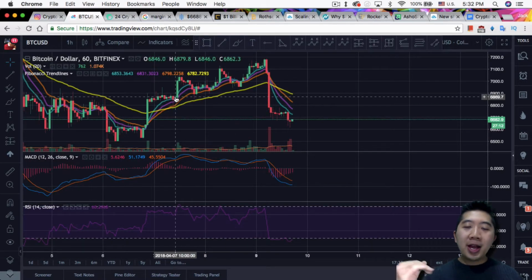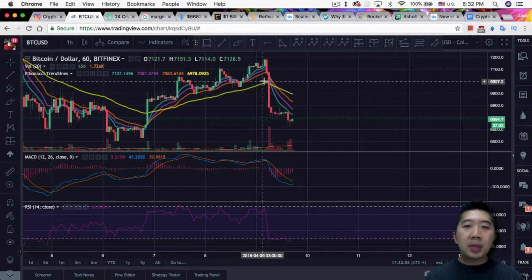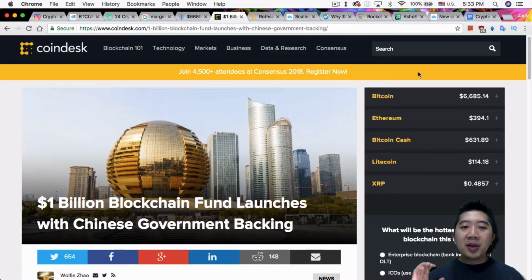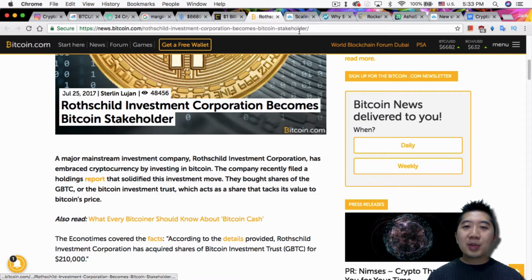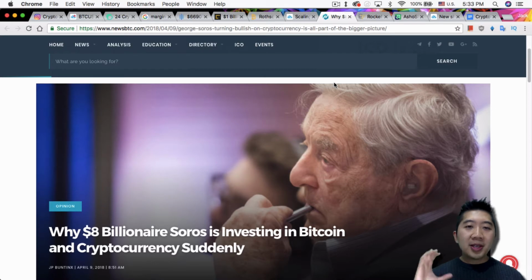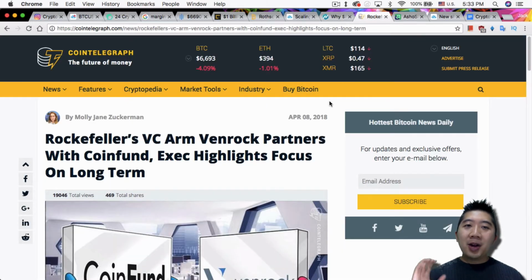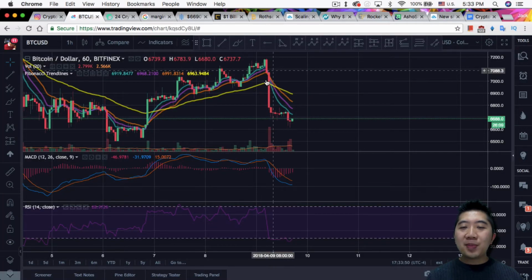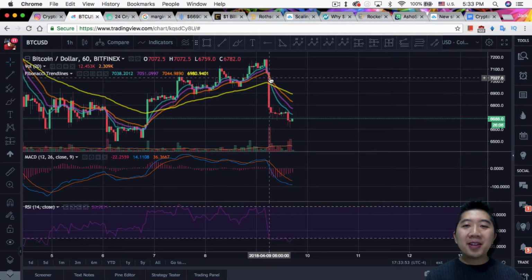You can see that in a higher time frame, it only became bearish today because as of yesterday, it was still pretty bullish. I think mainly because of all the other news that we have been hearing recently, like the $1 billion blockchain fund in China and the Rothschild, a lot of institutional investors like the Rothschild Investment Corporation becoming Bitcoin stakeholders. Technically, this is just a confirmation that the Rothschilds have been investing into Bitcoin. This is somewhat old news, but the other thing was George Soros investing into cryptocurrency and the Rockefellers also investing into cryptocurrency. I think this is the reason why Bitcoin was going up the last few days, but I guess those things just don't have enough effect to keep Bitcoin staying up. And now we have gone back down again.